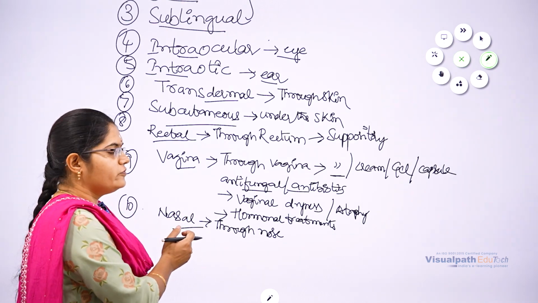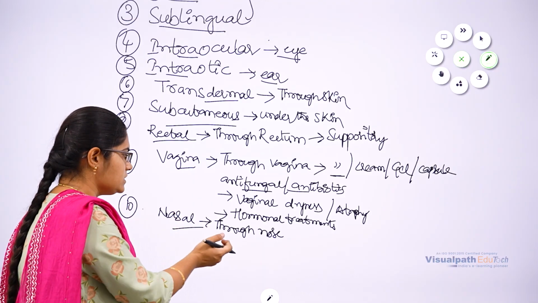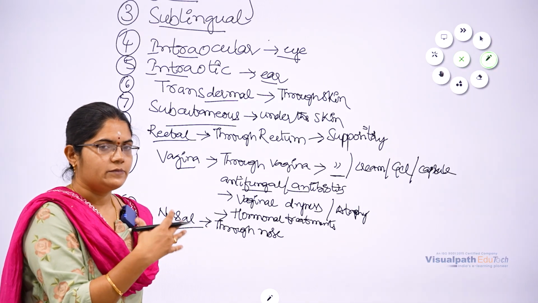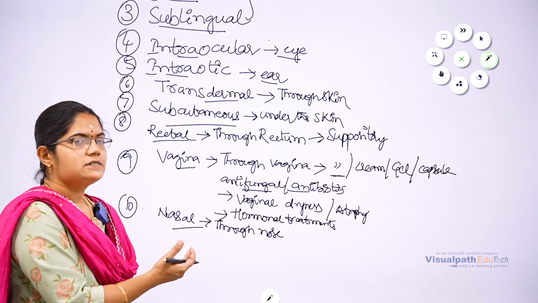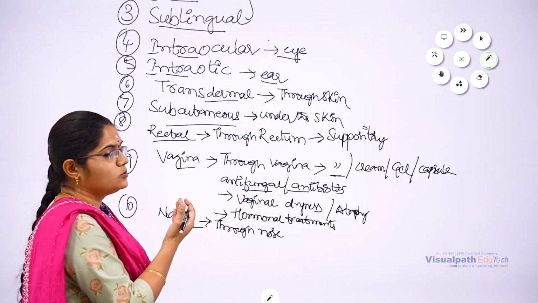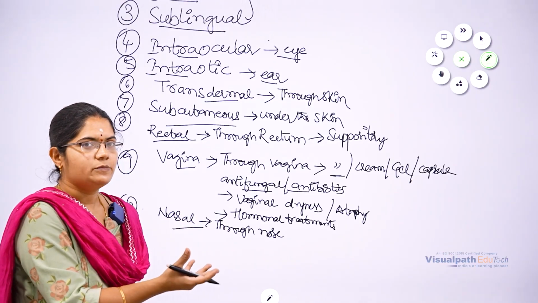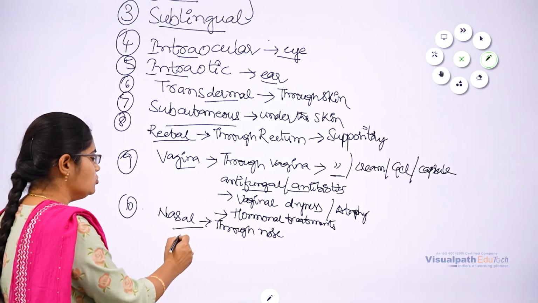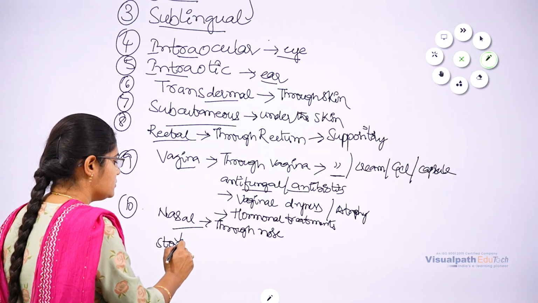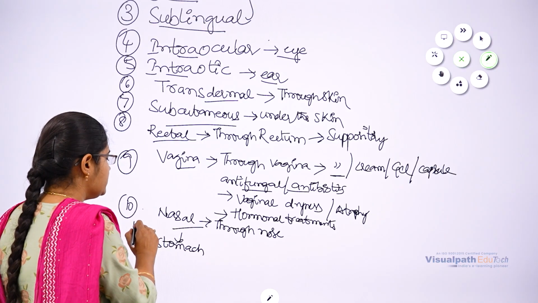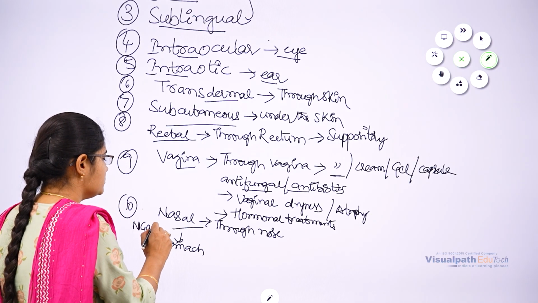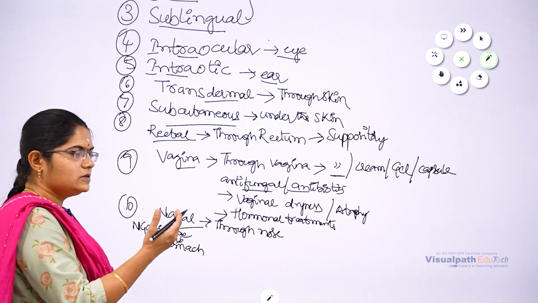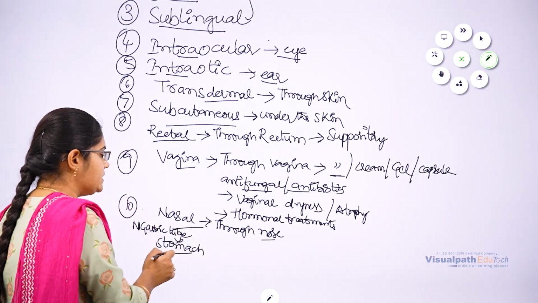So the route of drug administration through the nose is termed as the nasal route. A high concentration of drug can be administered and it is a very painless and easy route, but it has some limitations. And from the nasal route, the drug can enter the stomach through a nasogastric tube. Through the nasogastric tube, the drug can be inserted through the nose directly into the stomach.